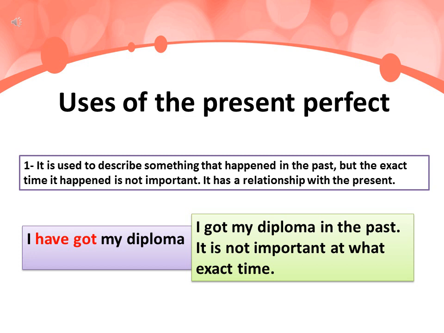Now let's see the uses of the present perfect. First, it is used to describe something that happened in the past, يعني شيء اللي وقع في الماضي, but the exact time is not important. مش مهم الوقت اللي وقعت فيه, ولكن هذا الحدث عنده علاقة بالحاضر. Example, I have got my diploma. So I got my diploma in the past, and it's not important at what time I got it, but it has a relationship with the present now. When I mentioned this, I have got my diploma.